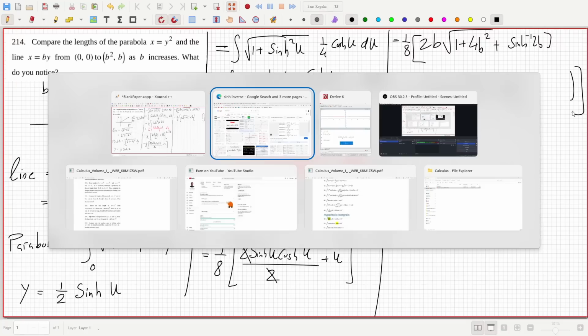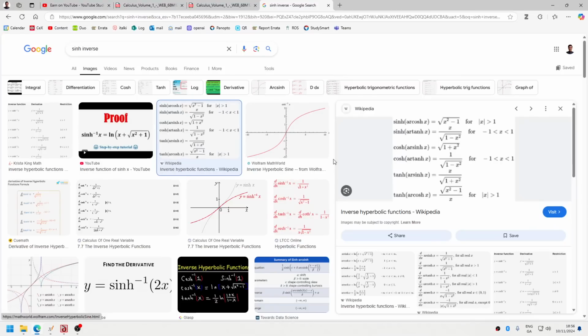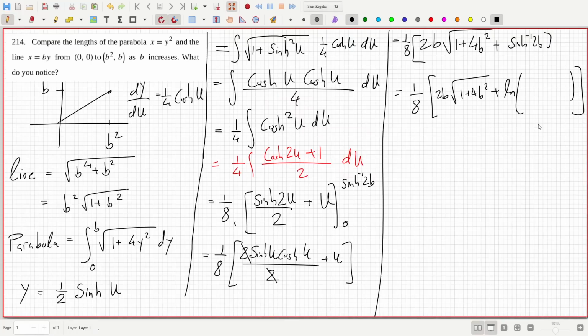And then, okay, let's get the formula for that. Here it is. Log of x plus root x squared plus 1. So that would be 2b plus root 4b squared plus 1. So that would be a quarter b root 1 plus 4b squared plus log of 2b plus root 4b squared plus 1.